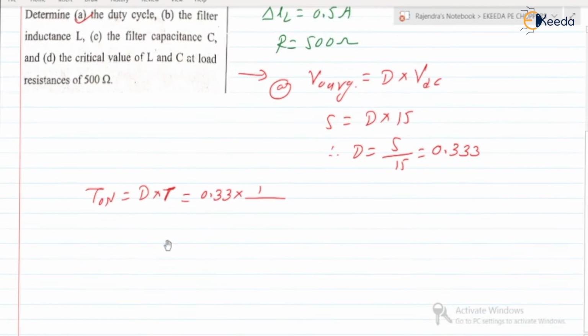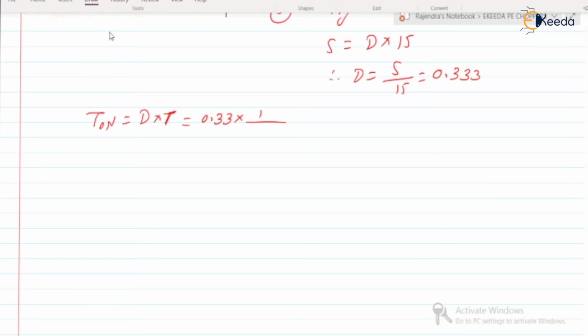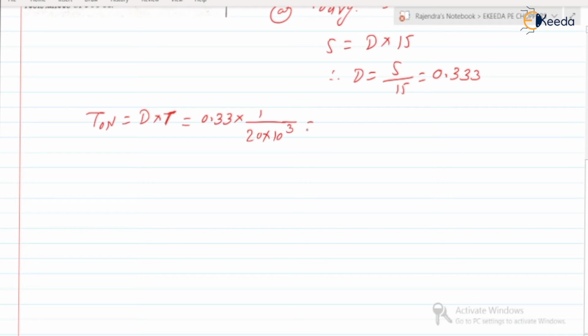We can write it as 20 into 10 to the power 3. So it is 0.33 divided by 20 into 10 to the power 3. So it is equal to, yes, the on time, 16.5 microsecond. This is the on time.